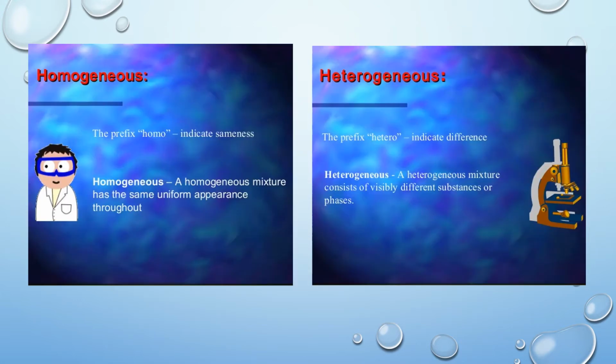There are two types of mixtures, that is homogeneous mixture and heterogeneous mixture. Homogeneous mixture has the same uniform appearance throughout. Homo means sameness. And the second one is heterogeneous mixture. A heterogeneous mixture consists of visibly different substances or different phases. Hetero means difference.